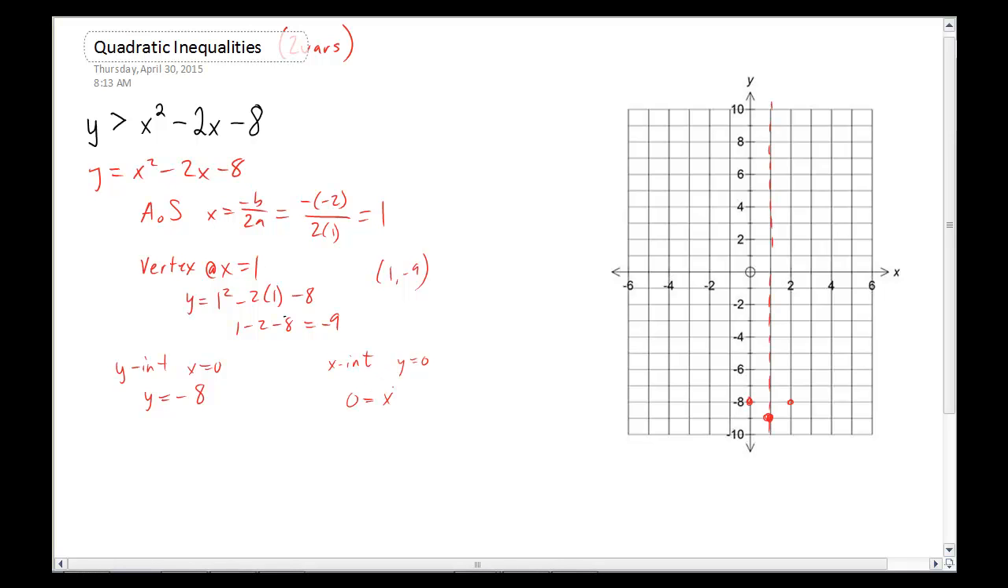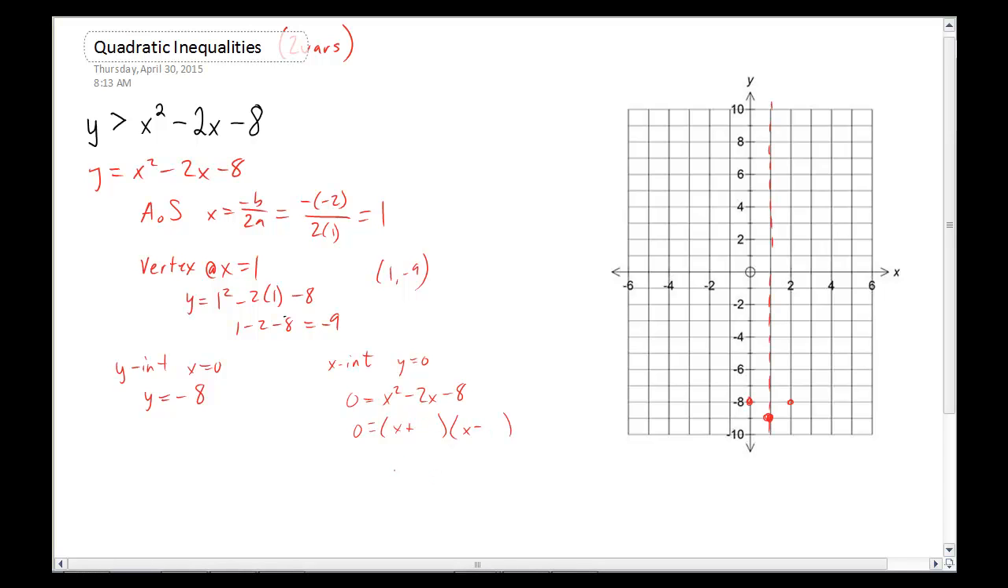So I go 0 equals x squared minus 2x minus 8. We recognize that this is a quadratic, therefore we have to solve either by factoring or by doing the quadratic formula. I like factoring, so I'm going to break it up into x and x. The sign here is negative, which means this has to be a positive and a negative.